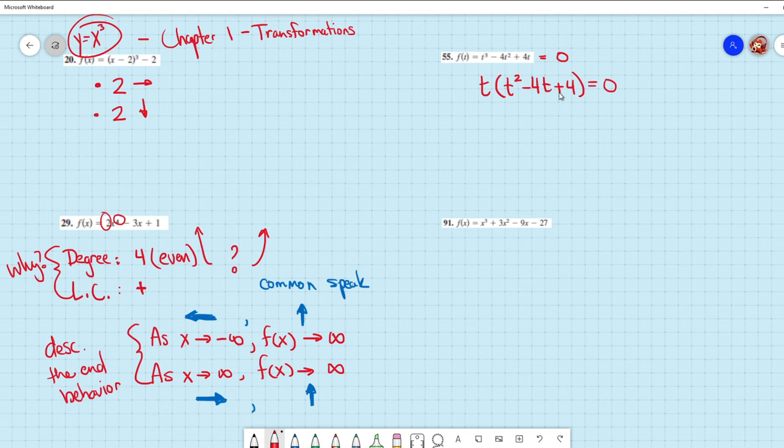Okay, so I took out that greatest common factor. They all were divisible by t. I factored that out. I now have this. This is a quadratic that is factorable. So factors of 4 that give you a -4. Oh, that's -2 and -2.